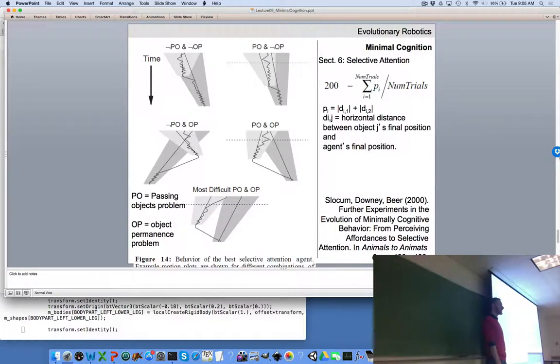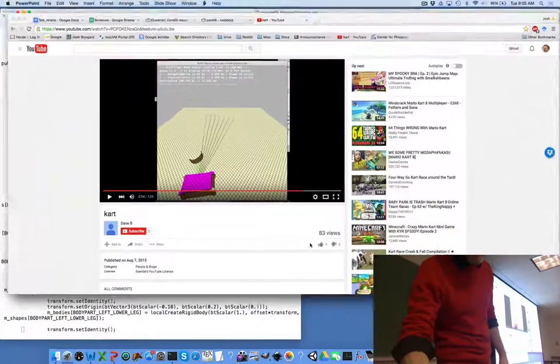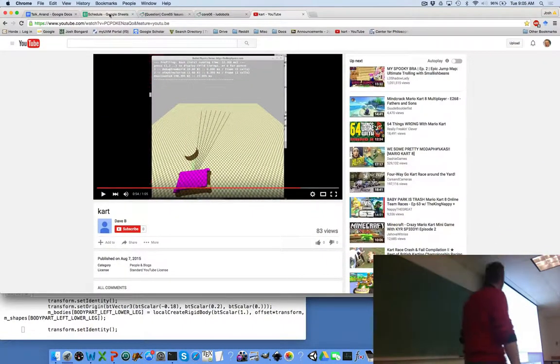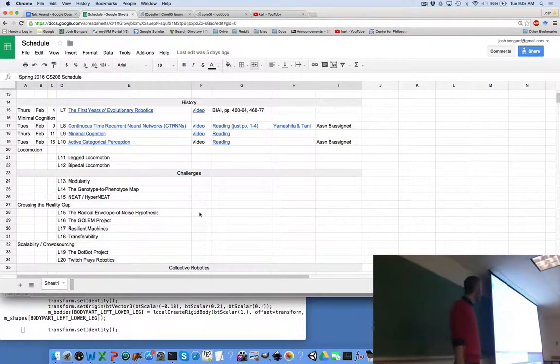Okay, that's selective attention. All right, so again, the reading for lecture 9 here will walk you through these four experiments again. We're going to switch now to our final lecture in this minimal cognition series. And we're going to look now at a fifth aspect of cognition, which is known as active categorical perception, or ACP.